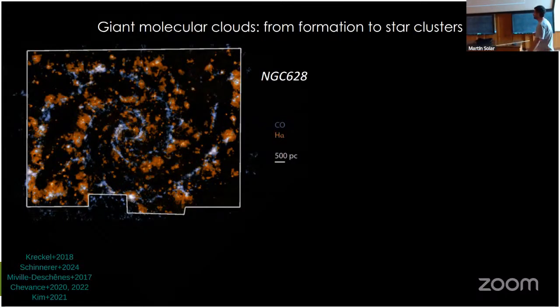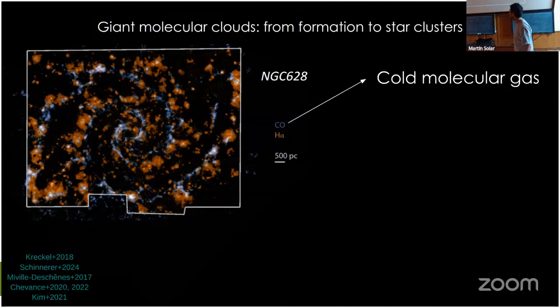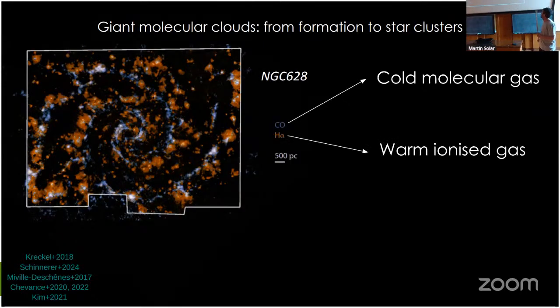So here we have a face-on representation of one of my favorite galaxies, NGC 628, which is color-coded by CO, and CO is basically carbon monoxide, and the molecule of carbon monoxide is a tracer of the whole molecular gas, the place where stars are formed. And also in orange, we have H alpha. H alpha is a tracer, or a proxy, of the warm ionized gas.